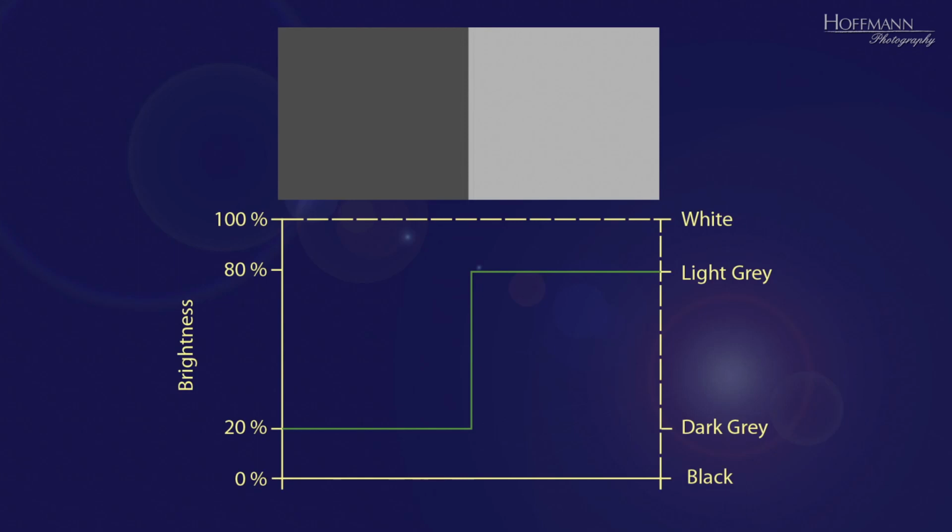In reality, however, the photo of the wall is never a perfect representation of the brightness values. If we zoom in enough, there will be a fuzzy transition from dark gray to light gray. And there will be some brightness variations even in otherwise homogeneous areas. The brightness plot then looks like this.